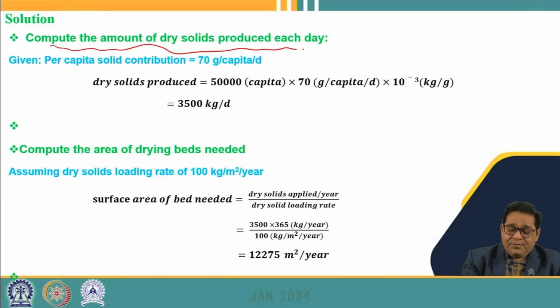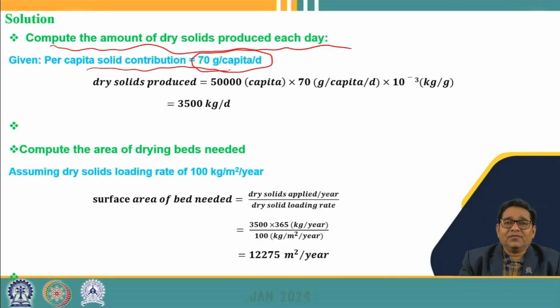First of all, we compute the total solids produced per day, and if we calculate per day, then by multiplying by 365 we can calculate the total solids produced per year from the treatment plant for which we have to design the sludge drying bed. For estimation of the total amount of dry solids produced, the per capita sludge contribution is given as 70 grams of dry solids per capita per day, and we have been given the population also, that is 50,000.